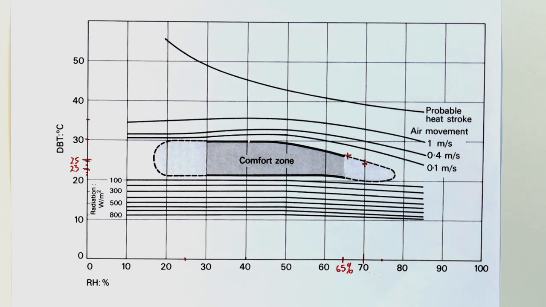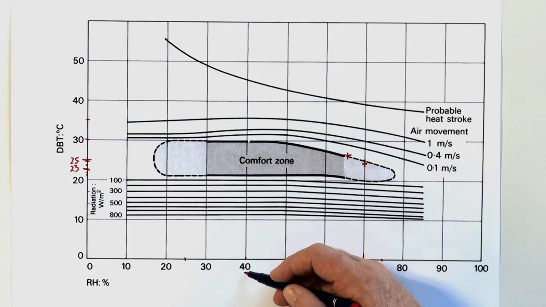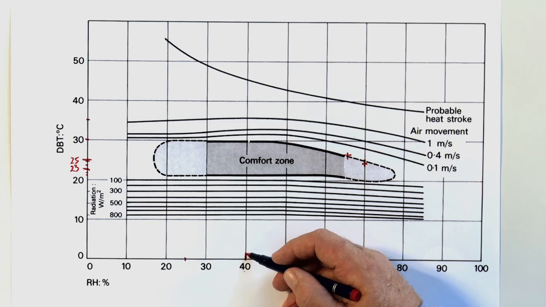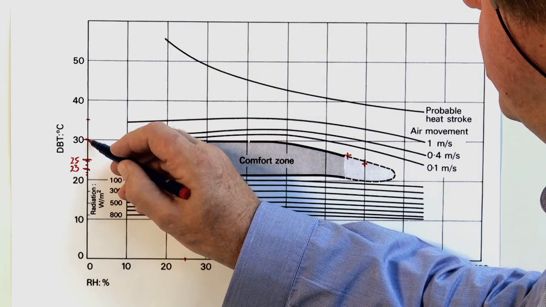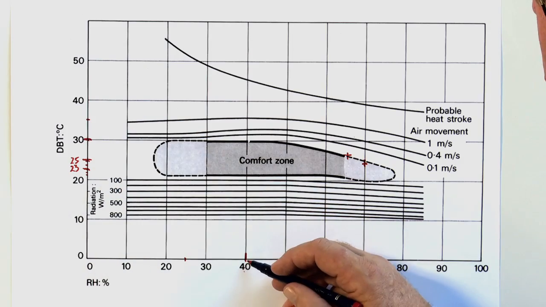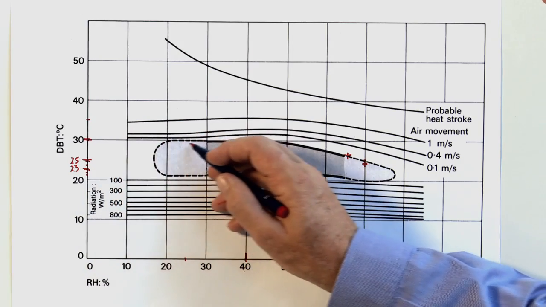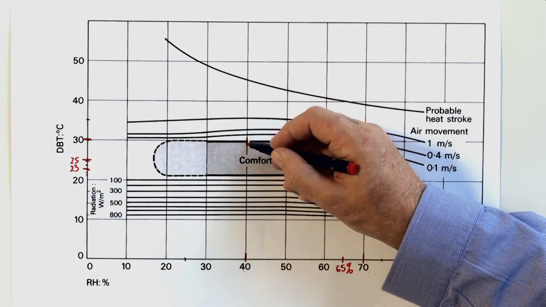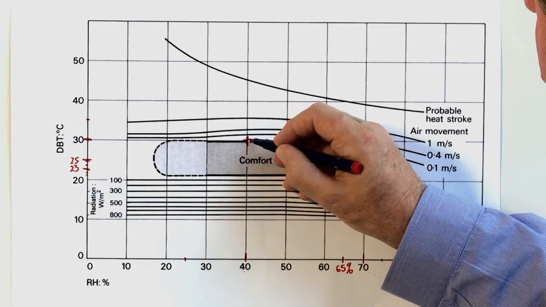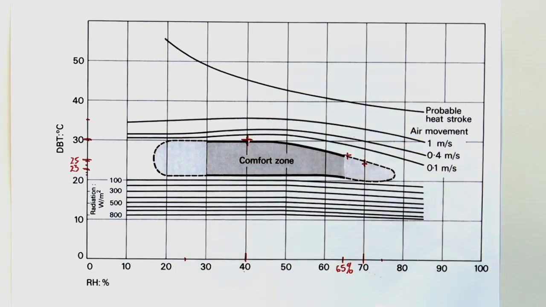The next example we looked at was 40% relative humidity. In this case, we were looking at a dry bulb temperature of 30 degrees. Moving across, moving up, we plot again right on the border of the comfort zone.